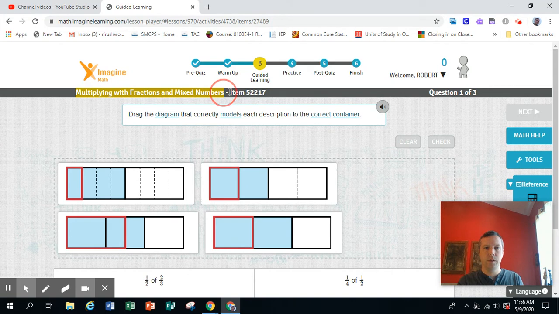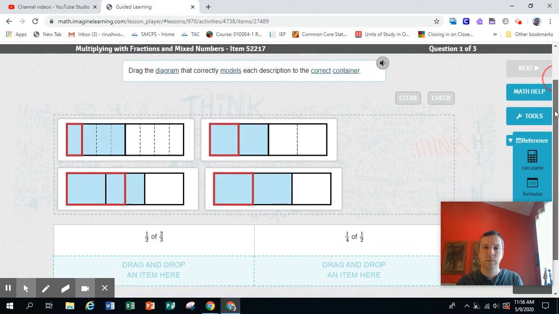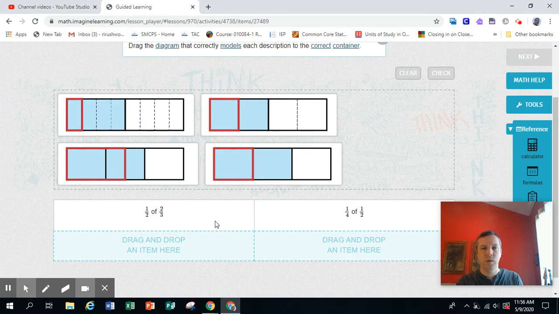Multiplying with fractions and mixed numbers, item 52217. Drag the diagram that correctly models each description to the correct container. So these must be the descriptions: 1/2 of 2/3 and 1/4 of 1/2. And the diagrams are models of what's being described here. So I had to look at these diagrams for a minute and figure out what they were showing.